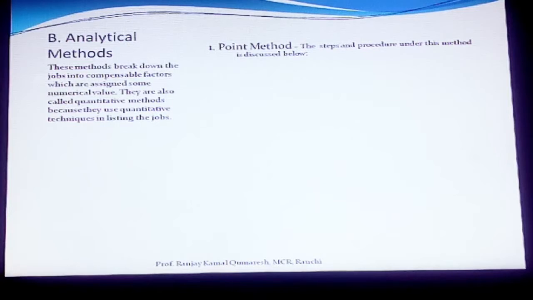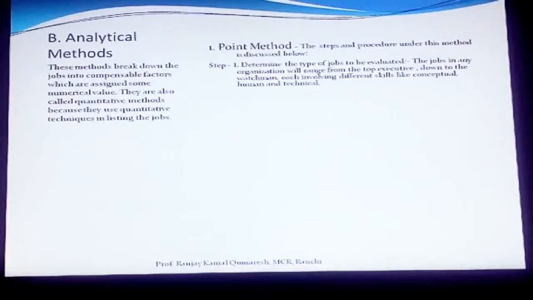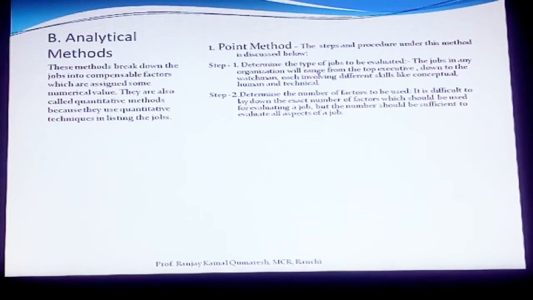Point method. The steps and procedure under this method are discussed below. Step 1. Determine the type of jobs to be evaluated. The jobs in any organization will range from the top executive down to the watchman, each involving different skills like conceptual, human, and technical. Step 2. Determine the number of factors to be used. It is difficult to lay down the exact number of factors which should be used for evaluating a job, but the number should be sufficient to evaluate all aspects of a job.